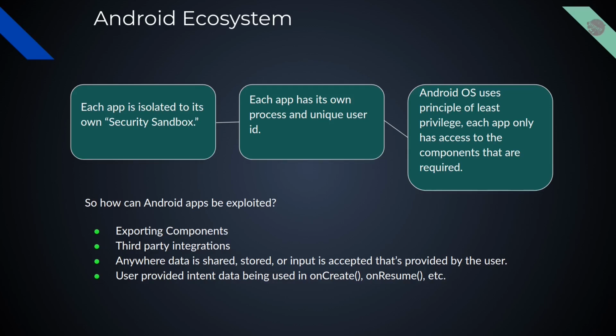So you might be wondering, how can Android apps be exploited? Well, once an application exports components, has third-party integrations, also anywhere data is flowing and data is shared, stored, or input that's provided by the user. Remember, never trust user input. Lastly, user provided intent data being used in onCreate or onResume, etc. Those two lifecycle methods are the easiest to exploit in my opinion.